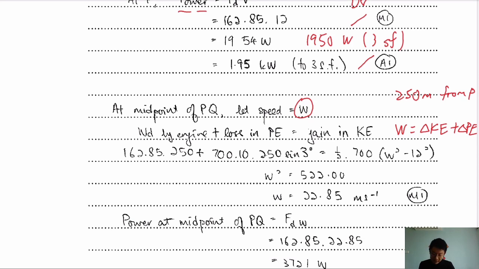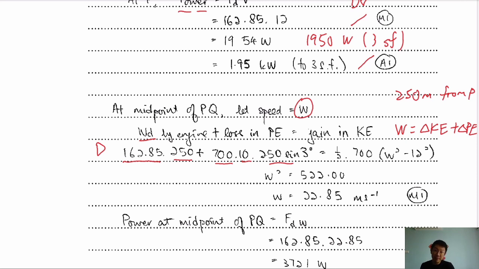The work done by the engine, we know this value from the previous one, because this is the driving force of the engine, and the question already mentioned that the driving force of this engine is constant, so it won't change all the time. This is the distance, so the driving force times the distance gives us the work done. For the PE and the KE, the PE will have mgh. So we have m is 700, g is 10, and h is 250 sine 3.